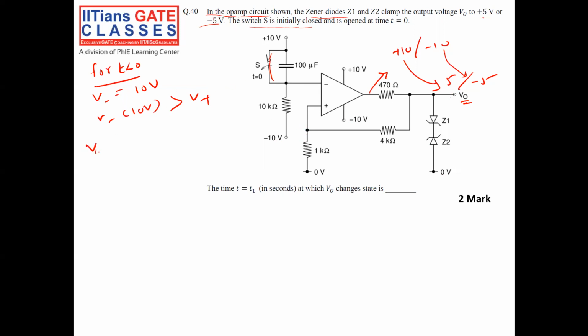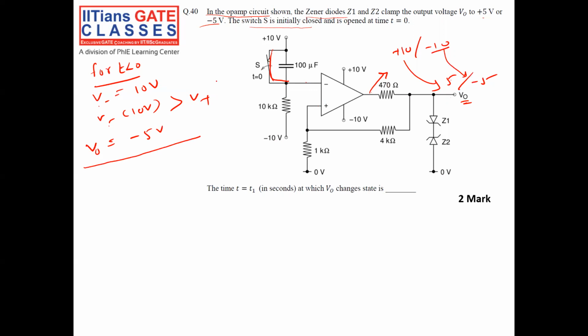So my output is -5 volt, because in a comparator, whenever V negative is greater than V positive, my output is plus or minus V saturation. In this case it is -10, and when the output is -10, V0 will be -5. So for t less than 0, V negative is equal to 10 volt, because 10 volt is directly coming to this V negative. So V negative is greater than V positive. That's why my output V0 is -5 volt. This is the end of the story for t less than 0.